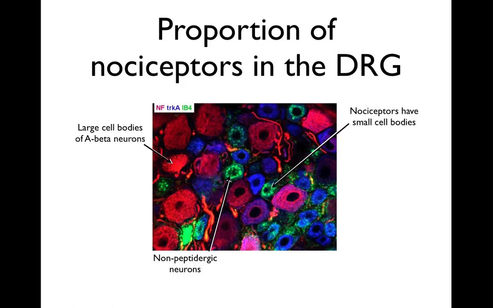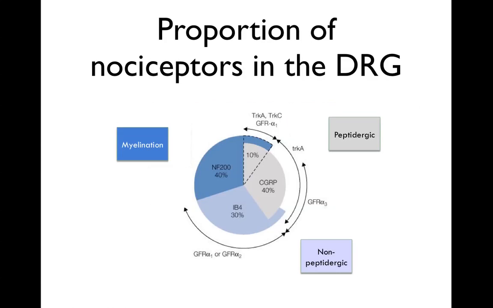One of them is staining for non-peptidergic neurons, which are the green ones here, and then peptidergic neurons, which are the blue ones. As we shall see, peptidergic neurons are very important when it comes to inflammation because they are able to release neuropeptides from their peripheral afferents, their terminals, and these are things such as substance P and calcitonin gene-related peptide, which is CGRP, and that is very much involved in inflammation.